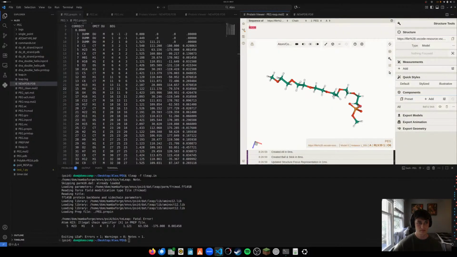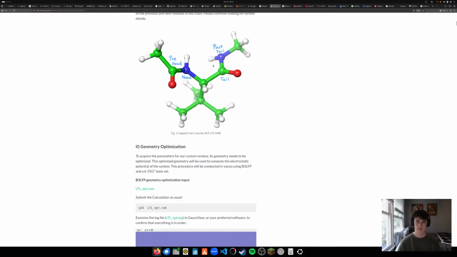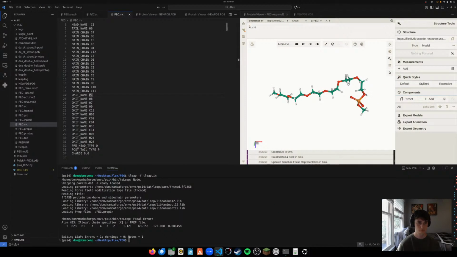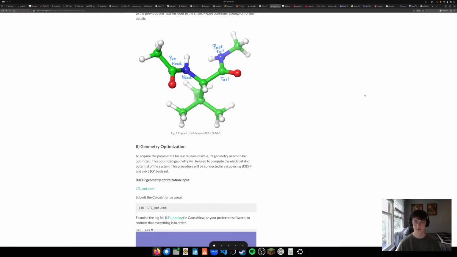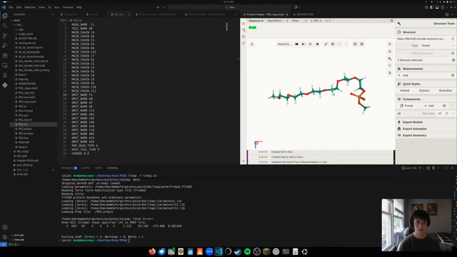What comes after O6? P1. So this would be our tail. So we have a post tail, P1. H9, H2.